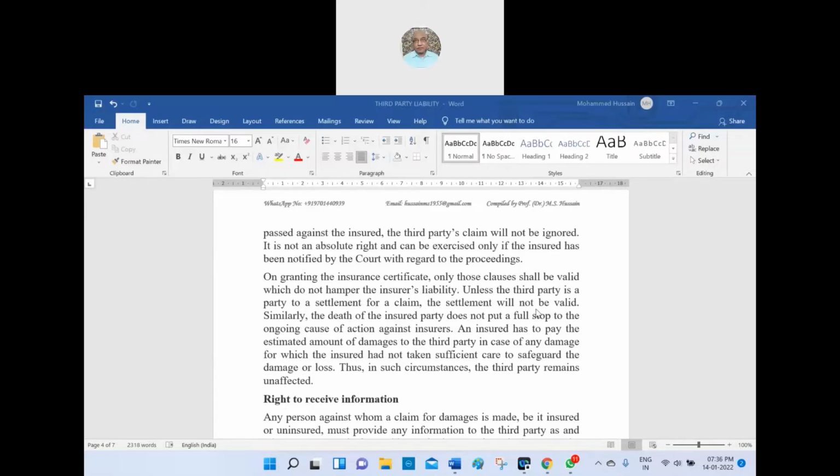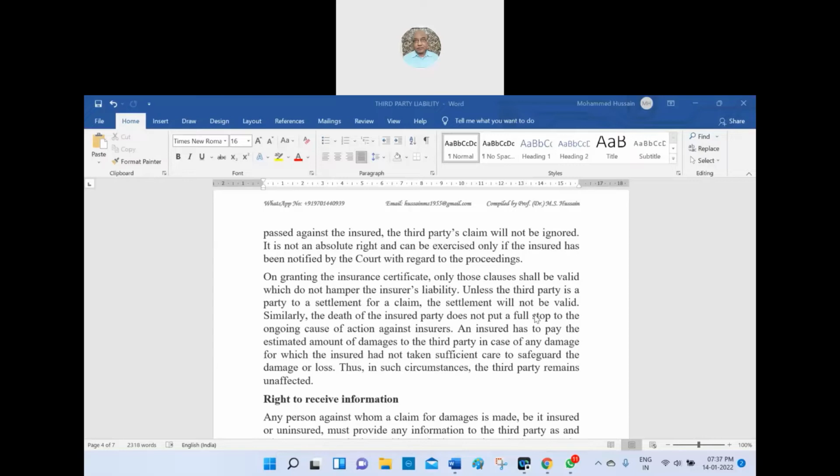Insurance company will, after fulfilling all the conditions over there, finally issue the bond. The bond is nothing but the insurance certificate. It comes to you by the postal service. So only those clauses shall be valid which don't hamper the insurance liability.